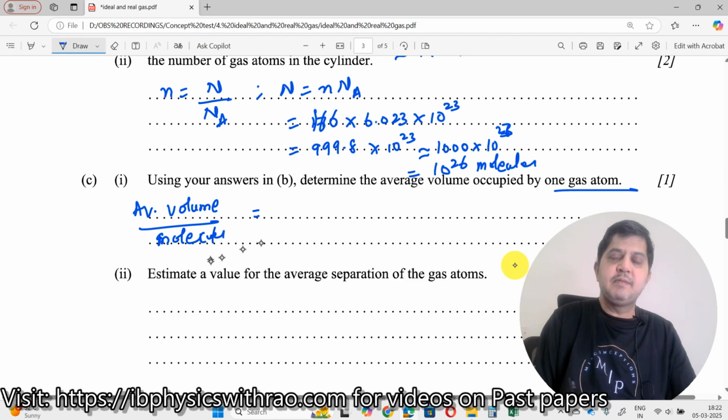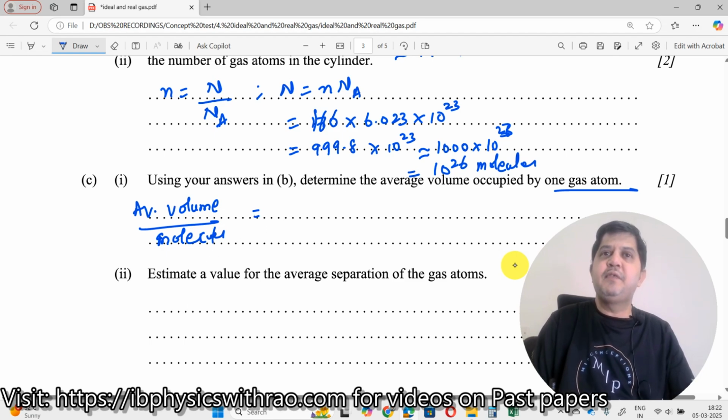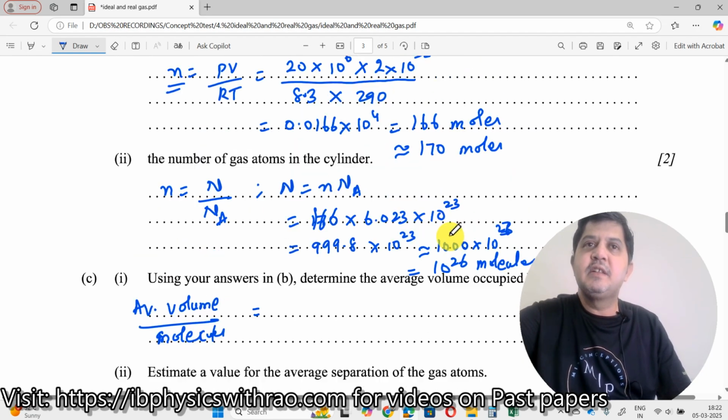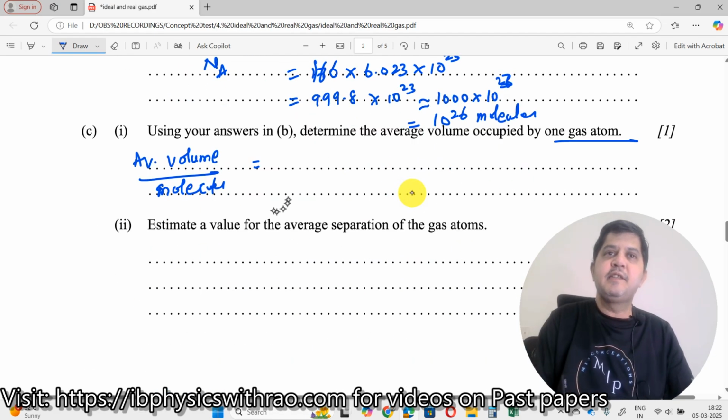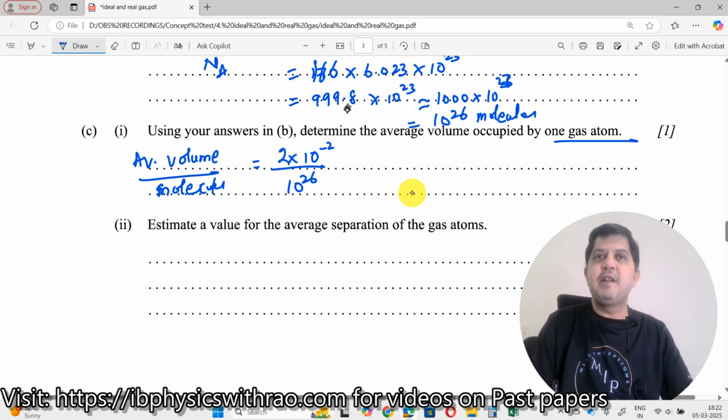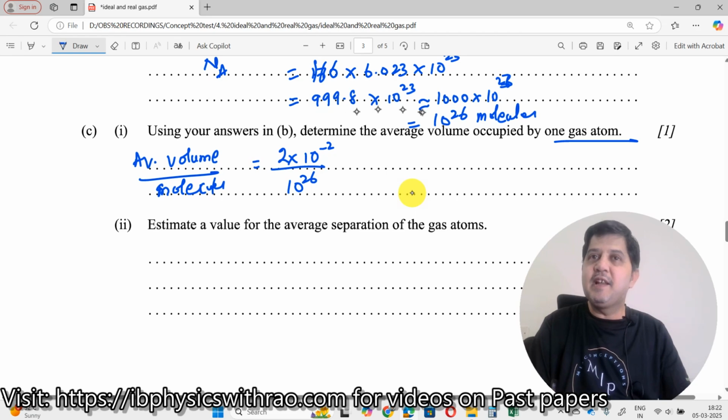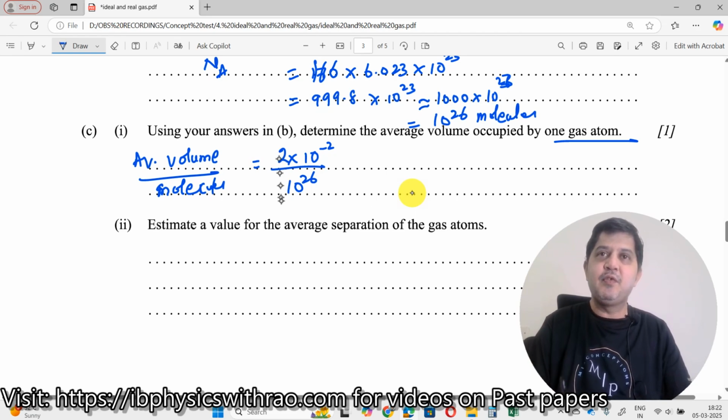Now we know that the total volume of the gas container is equal to how much? The total volume of the gas container we have substituted: 2 into 10 to the power minus 2, divided by how many molecules did we get? 10 to the power 26. Of course, you can use 999.8 also, but the number of molecules should be a whole number. Can we have 0.8 molecule? We cannot have 0.8 molecule. That's the reason I did not change it over here. I took it as 1000 directly, so therefore I get this value.